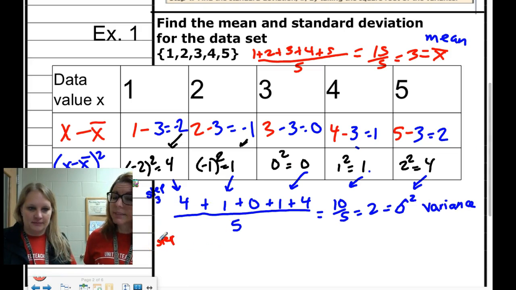We just square root it, right? You got it. So we'll take 2, square root it, and that is equal to 1.41. And that is equal to sigma.